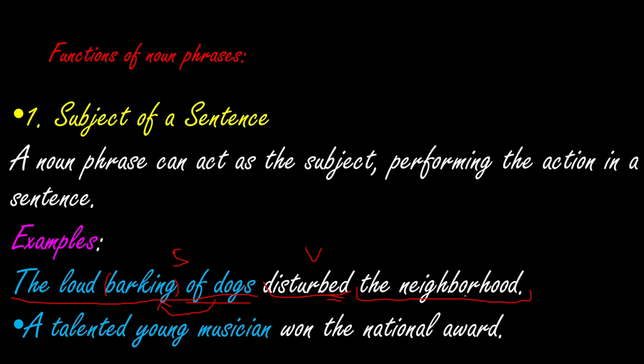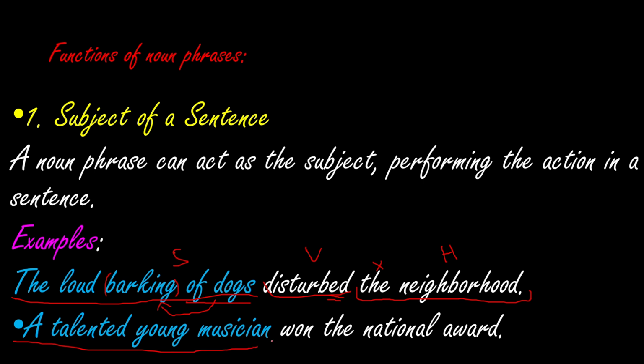It is also a noun phrase. Here we have a definite article that functions as a central determiner, and we have the head of the noun phrase, which is neighborhood. We have here the second example: a talented young musician won the national award.